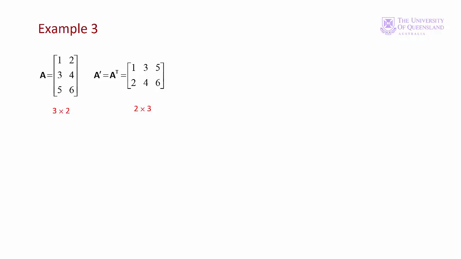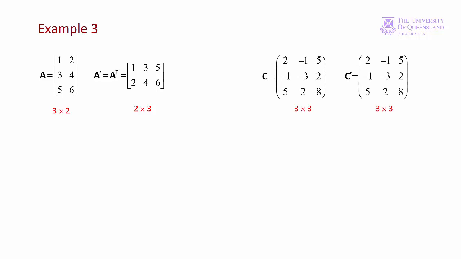The transpose of A, 3 by 2, is the simplest case. As we saw before, we turn the rows in A into the columns in A prime. Now let's look at matrix C. We have C and the transpose of C, C prime. What we have here is that C prime is equal to C.